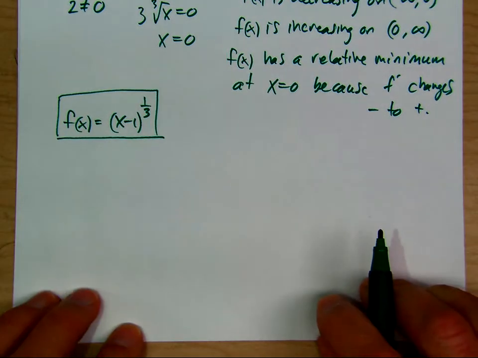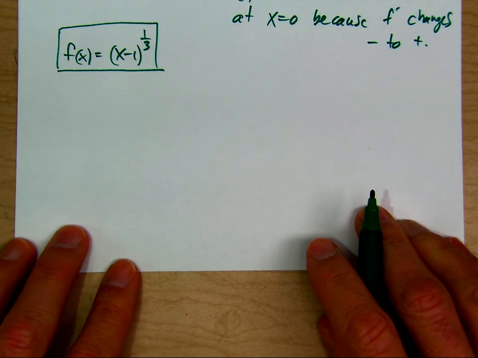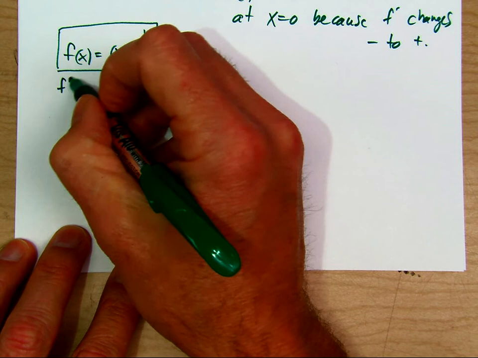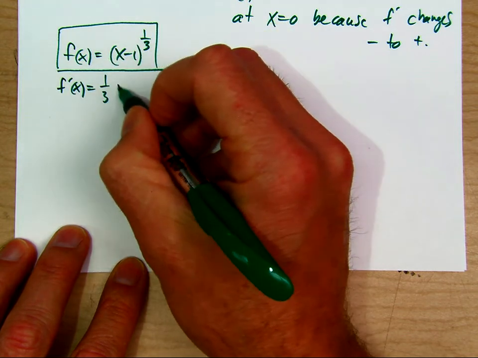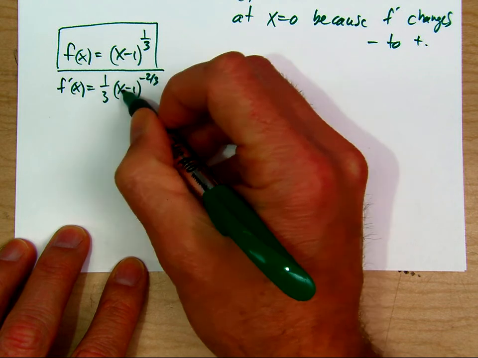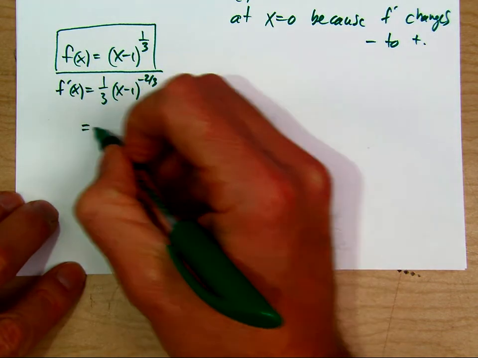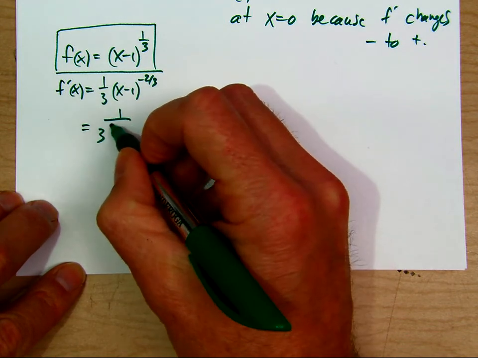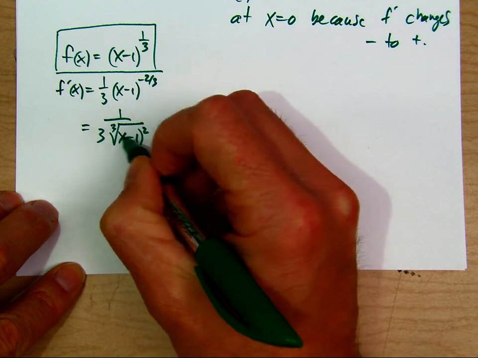All right, try answering the same question for this function. Pause the video. We'll do the chain rule times the derivative of the inside, which is 1, and rewrite it. We have the cubed root of x minus 1 squared.